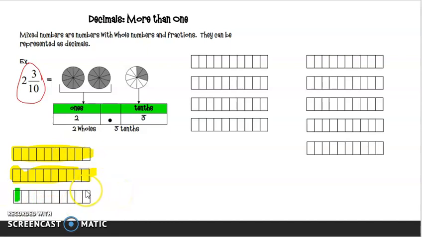Okay, look at your model here. How many wholes do you have? You have 2 wholes. And you have, what fraction is this one down here? 1/10. We're going to write it as a fraction or a mixed number, and we're going to write it as a decimal. 2 and, my decimal goes when you say the and, 2 and 1/10.